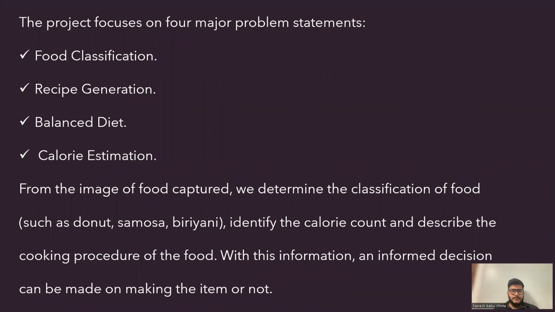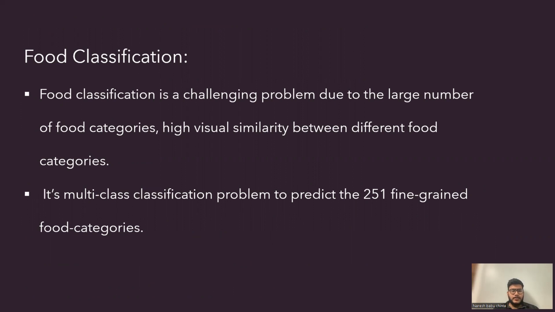So the first one is food classification. Food classification is a challenging problem due to large number of food categories and high visual similarities between food categories. So it's a multi-class classification problem to predict the 251 fine-grained food categories.